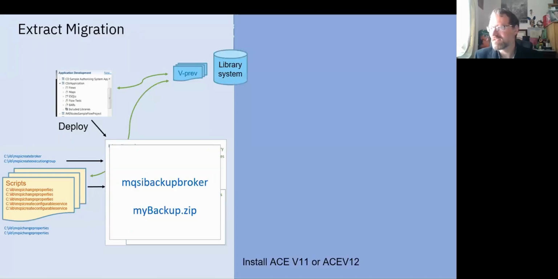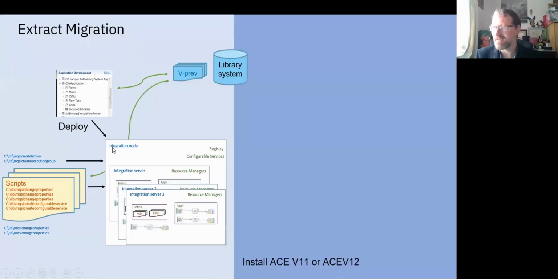Right, so I'll just go back a slide there. This is effectively a single slide on migration. How would you do migration? If you're moving from V10, where you have a system very similar to this, you have your applications, you have your MQSI scripts to create your registries and your integration servers. How do you move from this?